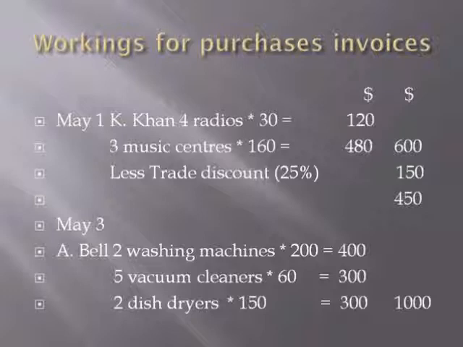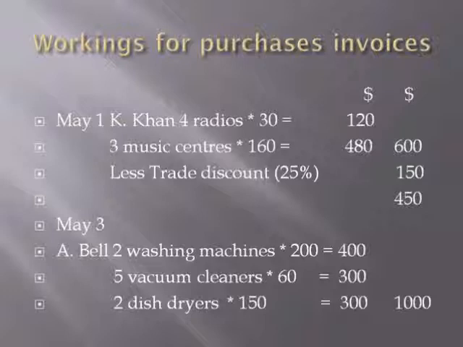We are now going to look at the workings for the purchase invoice. First one, K-Can, 4 radios at 30. So we say 4 radios times 30 equals 120. Then 3 music centers times 160 equals 480. What you do now is you add both and you get 600. Then you find 25% of 600, which is 150, and you minus 150 from 600, which gives you 450. This 450 will be placed in your purchases journal.